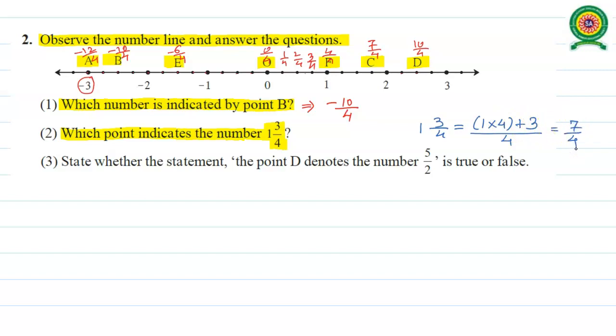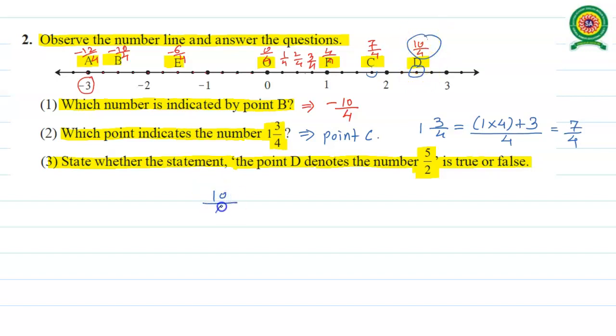So where is it located on the number line? At point C. So our answer is point C. Now look at the third sub-question: state whether the statement "the point D denotes the number 5 by 2" is true or false. Look at the point D. We have point D at the place of 10 by 4.